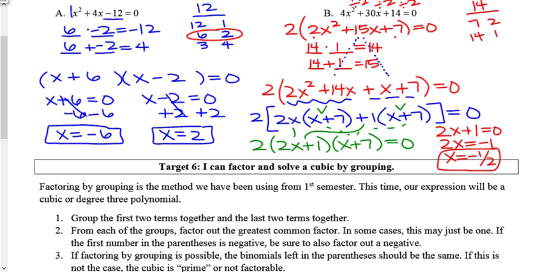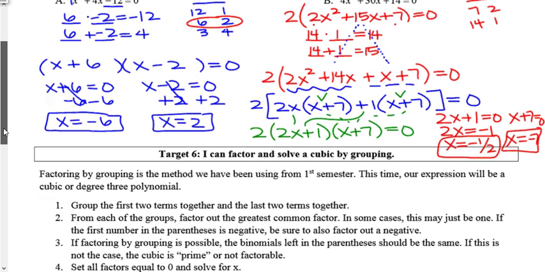That's my answer there. And then when I set x plus 7 equal to 0, I just subtract over my 7 and I get x equals negative 7 as my answer. So those are my two answers there. So that shouldn't have been new. That should have all been things that we already know how to do with the factoring when A is 1 and A is not 1.